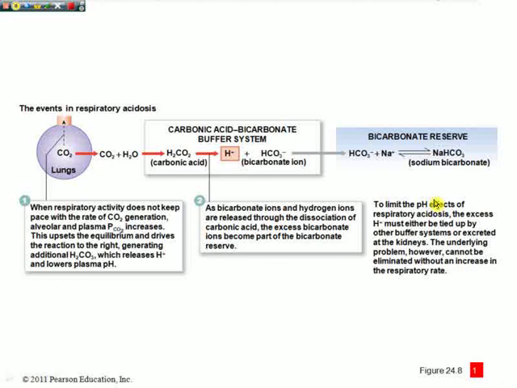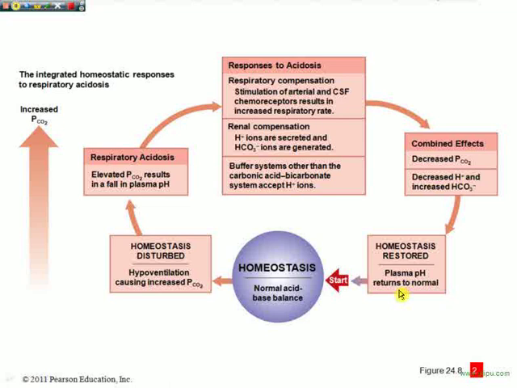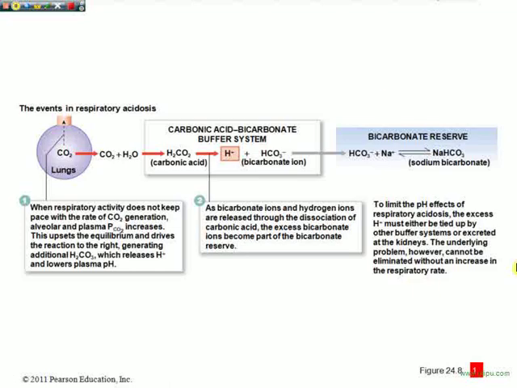Now the excess hydrogen ion either has to be tied up by other buffer systems or excreted at the kidneys. Notice though here at this last statement, the underlying problem, however, cannot be eliminated without an increase in the respiratory rate.